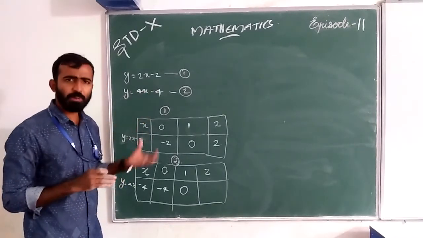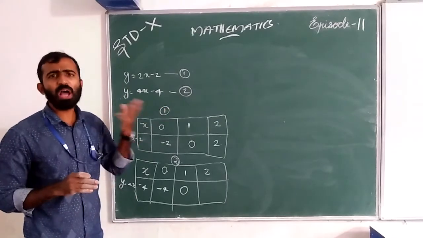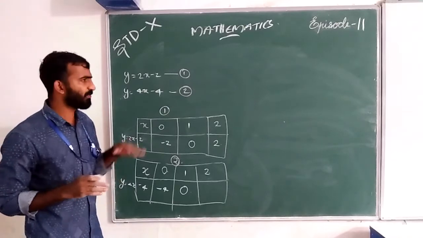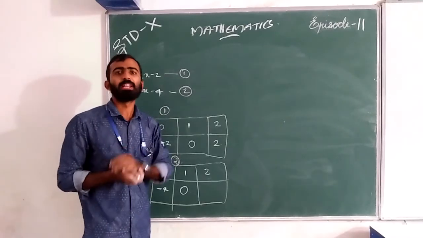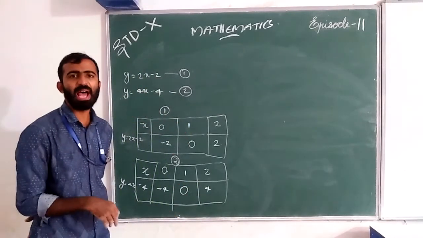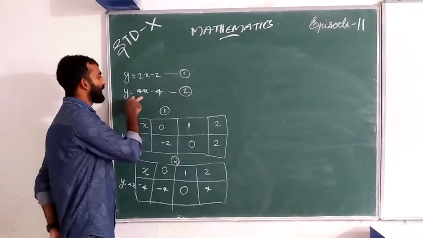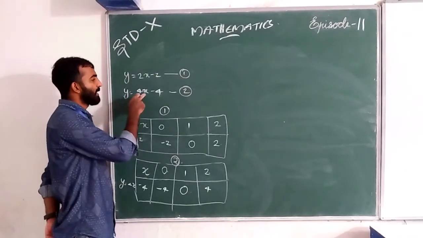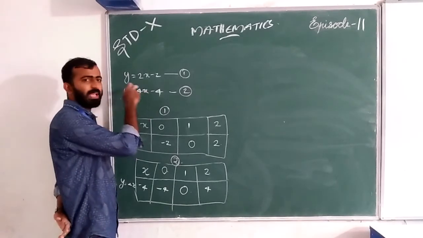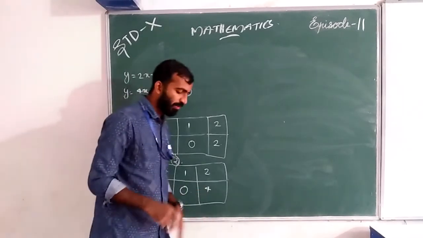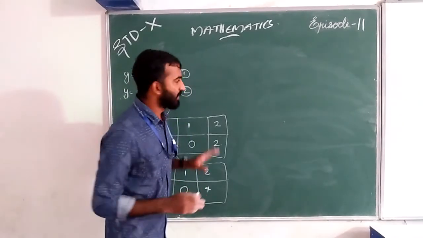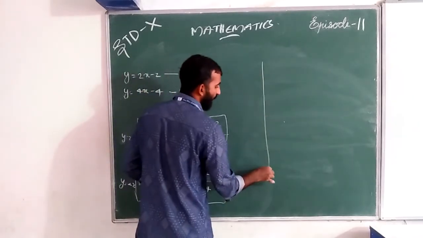Then when you take x as 2 in equation number 2, we apply the value: 4 into 2 minus 4. 4 into 2 means 8, 8 minus 4, you get 4. The answer is 4. Now we can draw the graph.